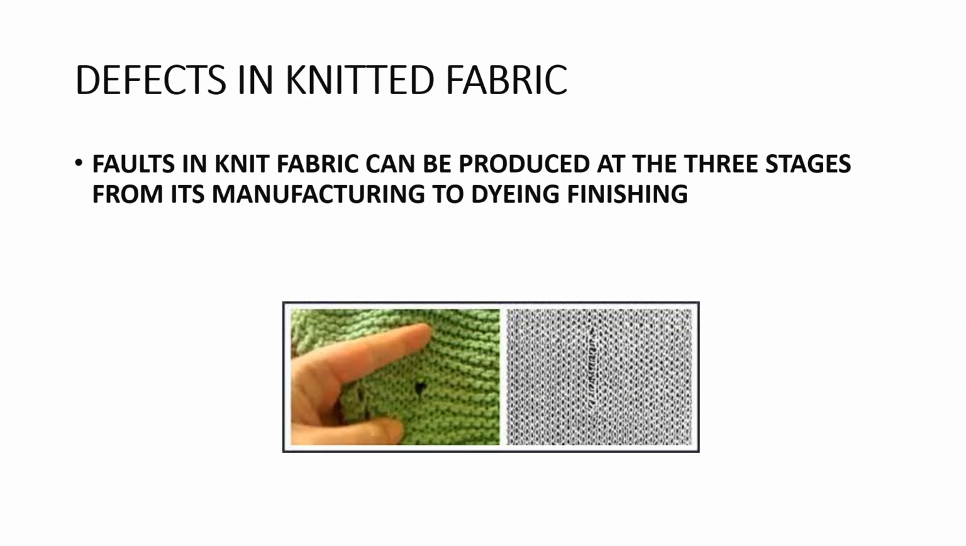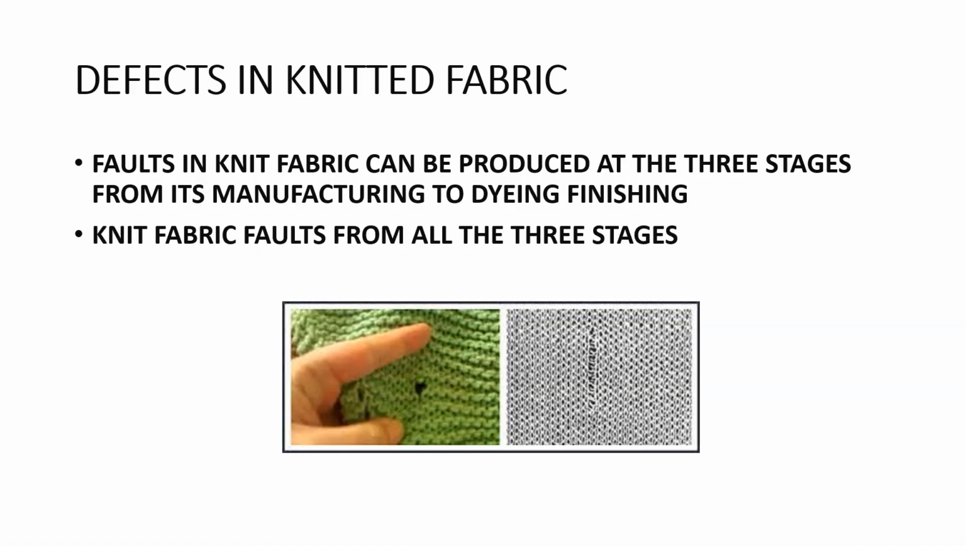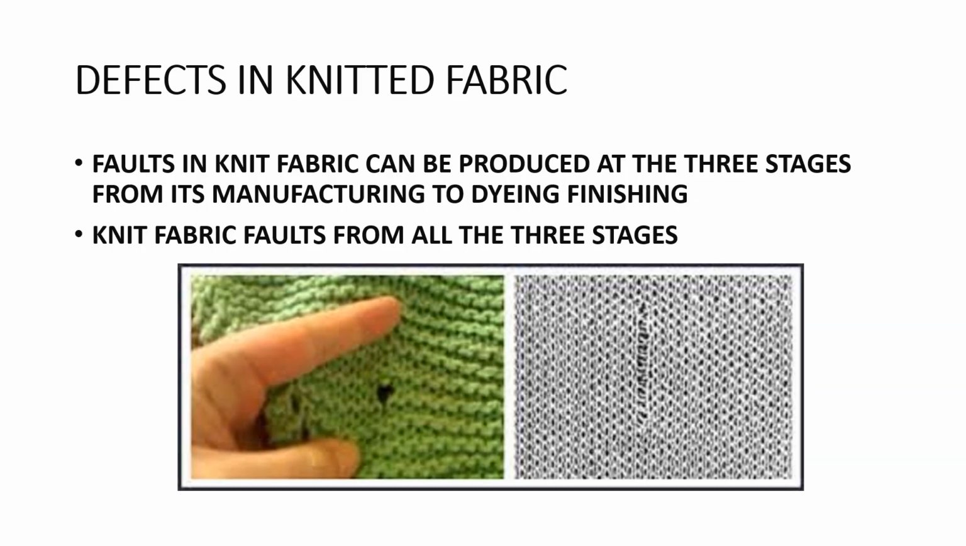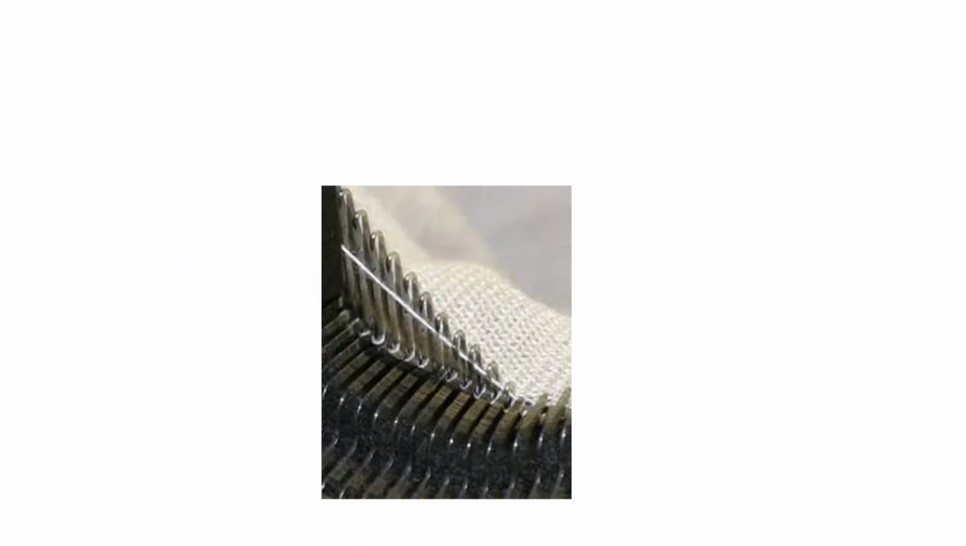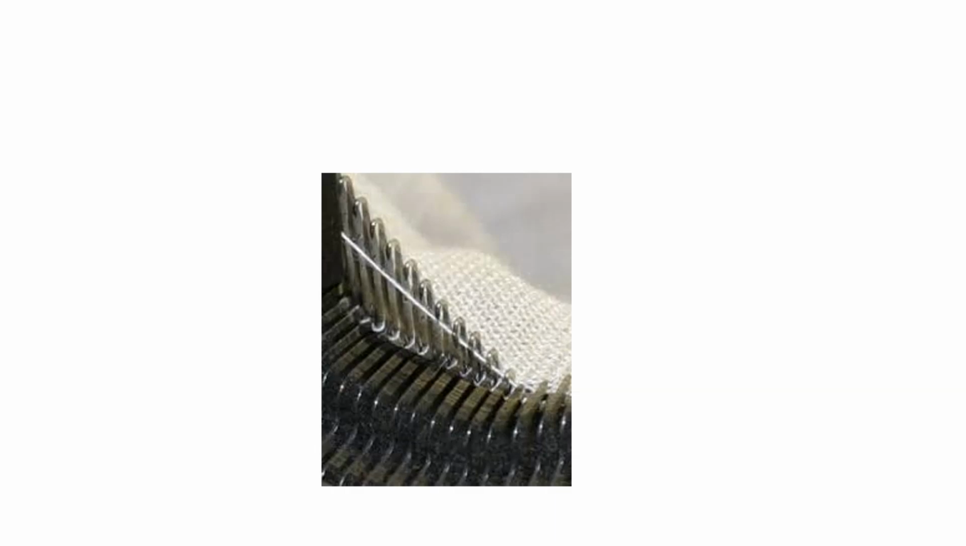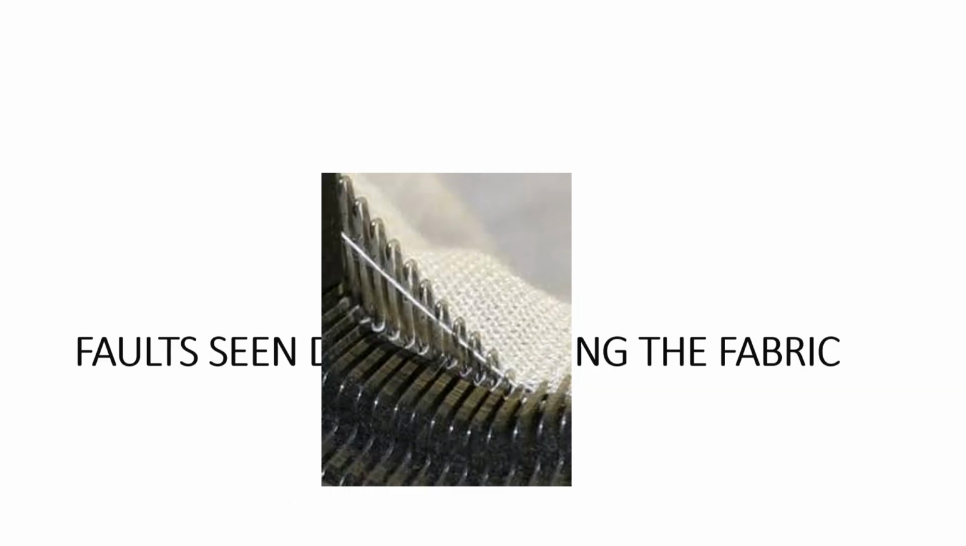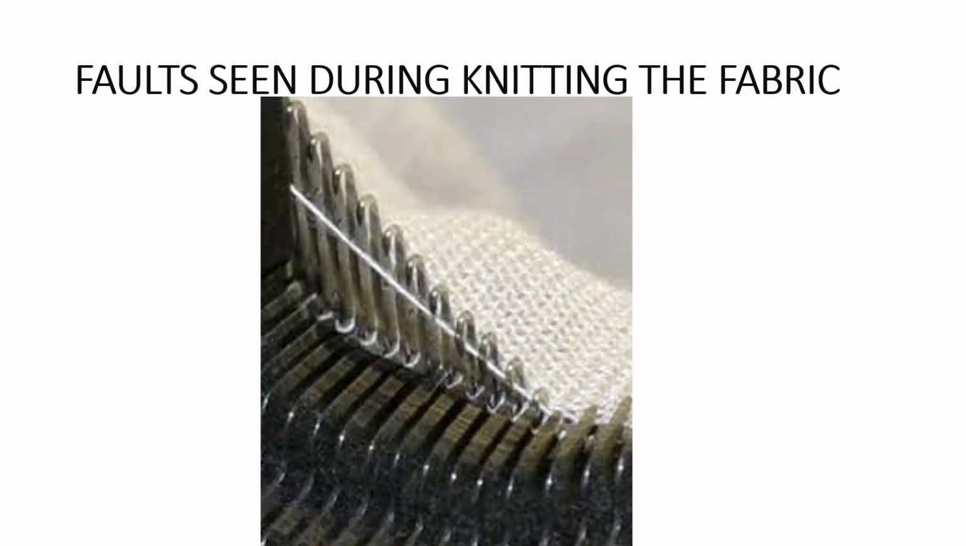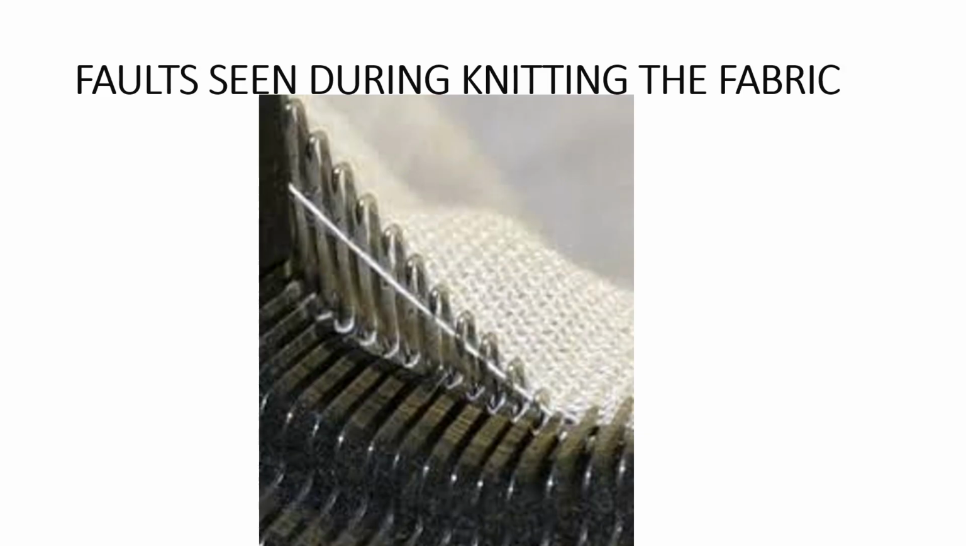So defects can occur in the knitted fabric. It can be from the yarn, from the manufacturing, or from the dyeing or finishing. One of such defects has been shown before you. A lot of defects come from the needle operation in the knitting area, and you can see how the needle operations show up in the fabric.